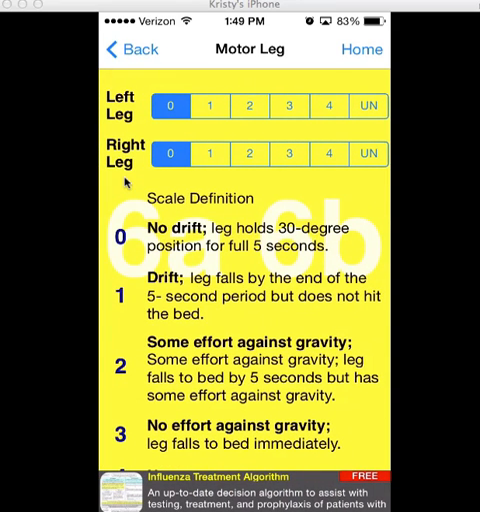The process will be repeated for both arms, and then you will move on to the legs. The legs can only be tested while the patient is laying down. The procedure is the same, except the examiner will place the leg at a 30-degree angle and ask the patient to hold it for 5 seconds.